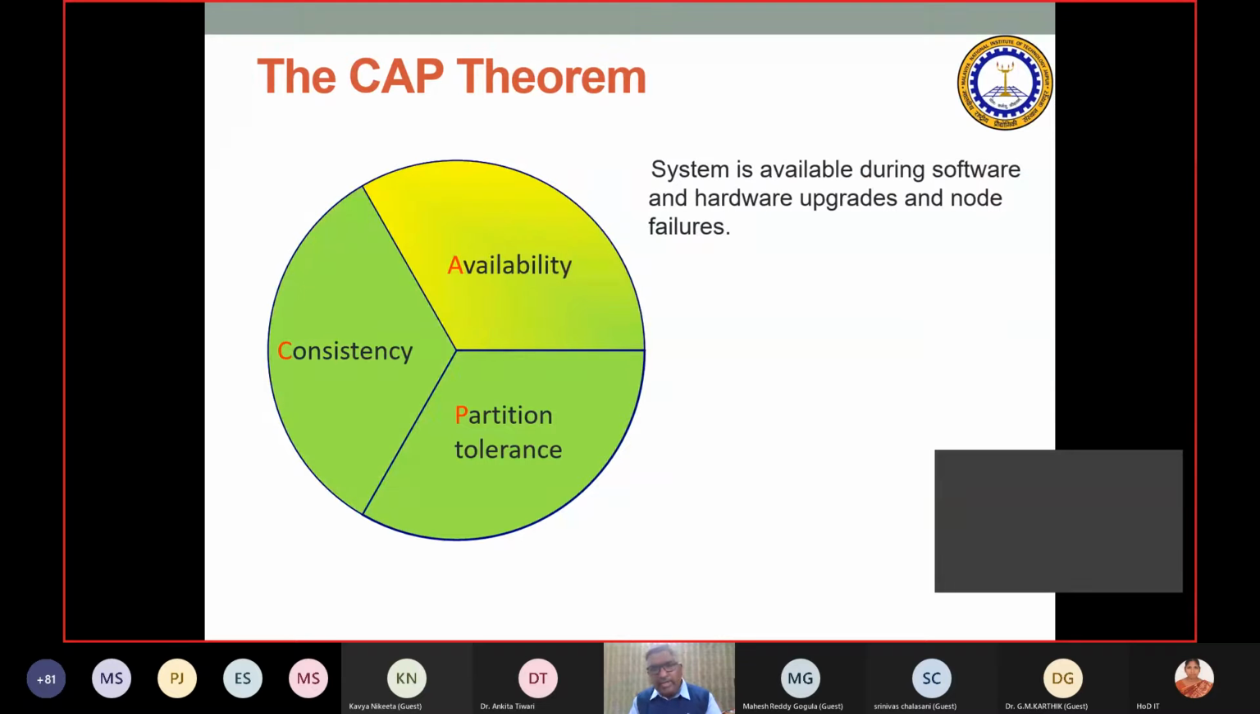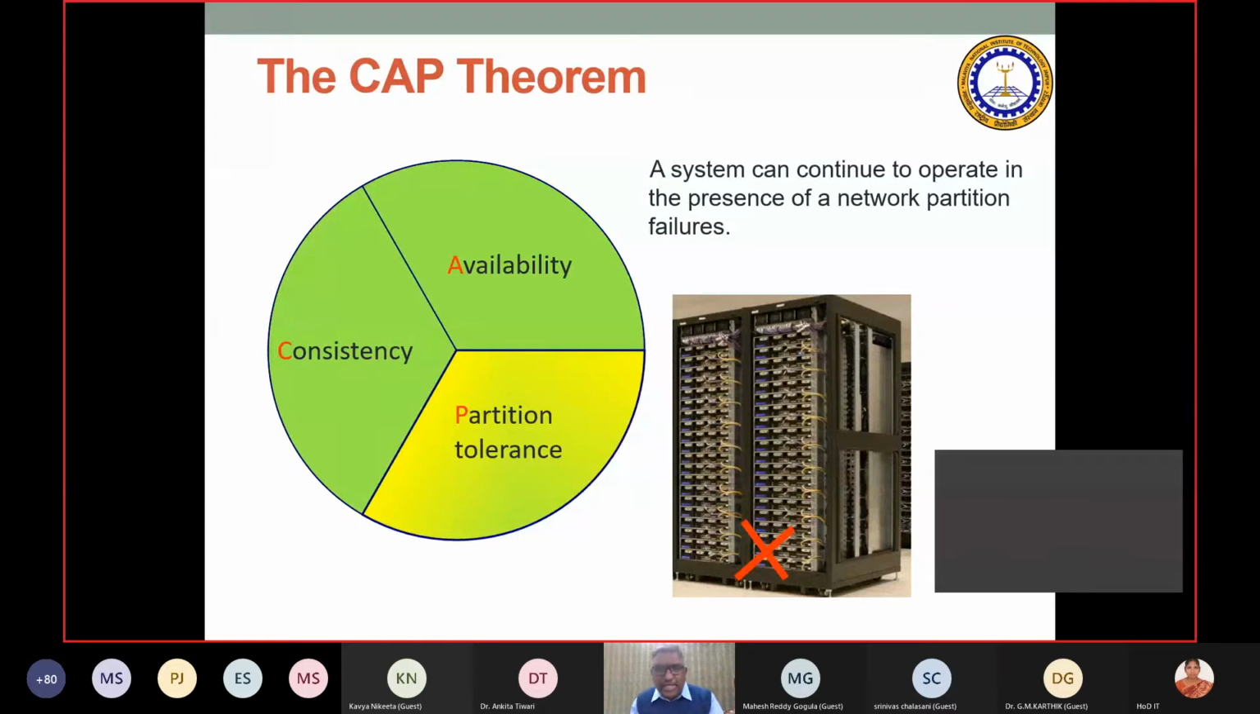Availability: the system is available during software and hardware upgrades and node failures. Even if a node fails, the system is available. You can still work with the system because there is redundant data available. Now, partition tolerance: a system can continue to operate in the presence of a network partition failure. Here, two racks have failed, the others are working fine, but still the data is available, so it goes on. So in partition tolerance, in case one part fails, it is still working.